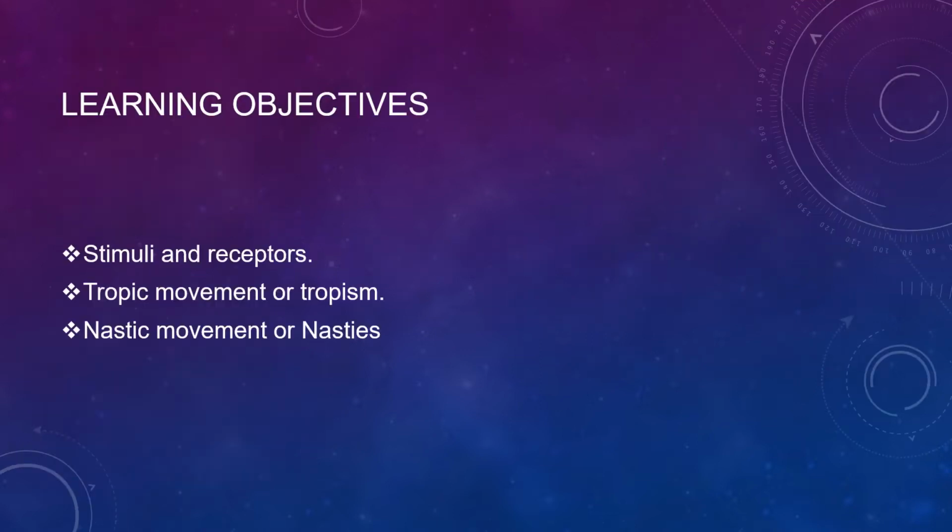So what are the learning objectives of today's lesson? We are going to study about stimuli and receptors. We are going to study about the tropic movement or the tropism and the nastic movement or the nasties. So these are the three things we are going to study today.